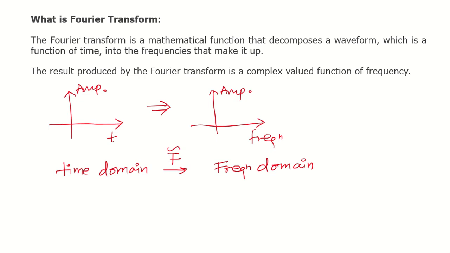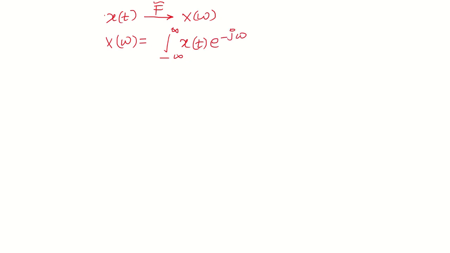Now, what is the advantage of converting a time domain signal into a frequency domain signal? First of all, let's take one example of how exactly the Fourier transform converts a time domain signal into a frequency domain signal. There is a mathematical expression for this. Suppose we have a time domain signal x of t, and we want to convert it into a frequency domain signal X of omega. Mathematically, X of omega is defined as the integral from minus infinity to infinity of x of t e raised to the power minus j omega t dt.